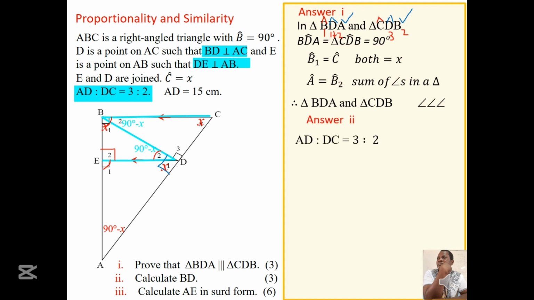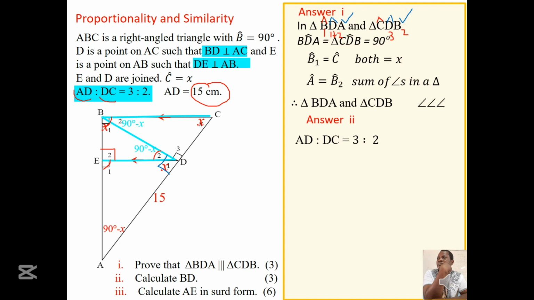Number 2, we want to find the value of BD. Now, if we check in our diagram, we can see that BD is a part of the ratio that the question has given us. So that is something we may need to look at. We are told that AD is equal to 15. Now, AD is 15, and at the same time, we have been given the ratio AD to DC.